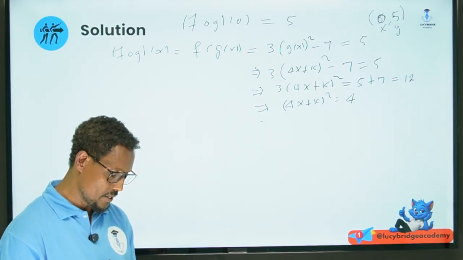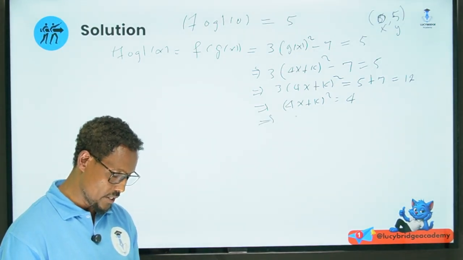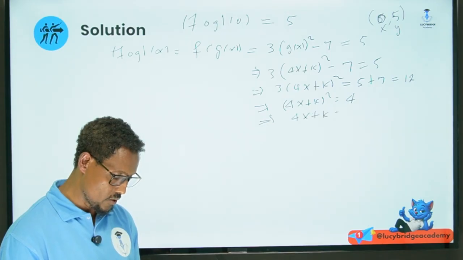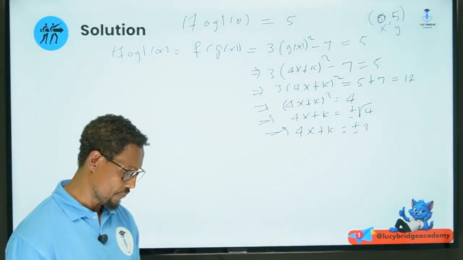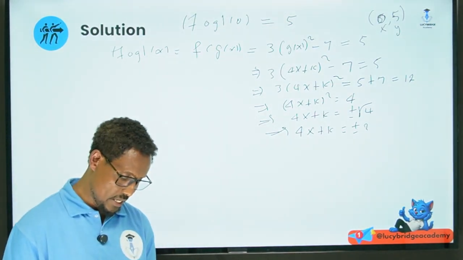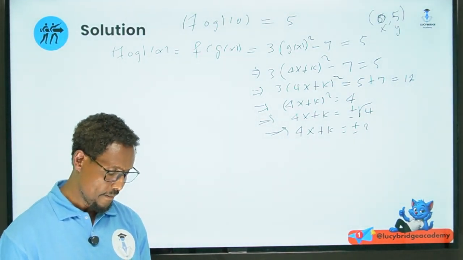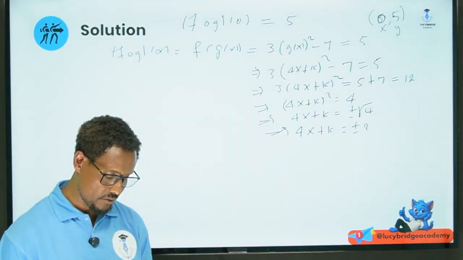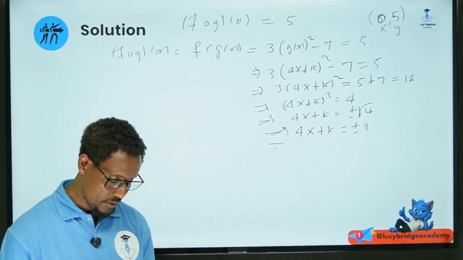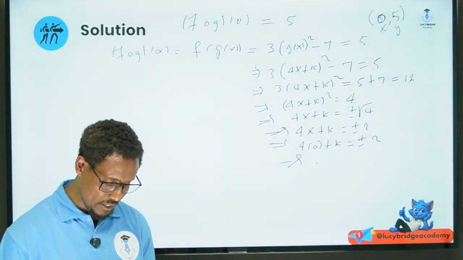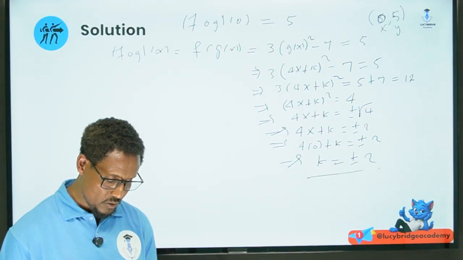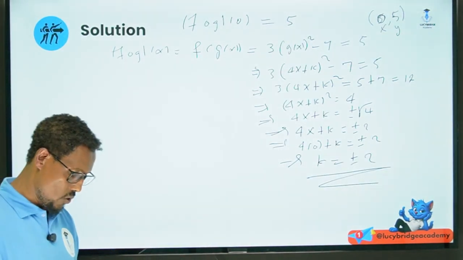Now this means 4x plus k is equal to plus or minus the square root of 4, which is 2. So 4x plus k is equal to plus or minus 2. Now I know that the value of x is 0, which implies that 4 times 0 plus k is equal to plus or minus 2. 4 times 0 is 0, so k is equal to plus or minus 2. The value of k is either 2 or minus 2.